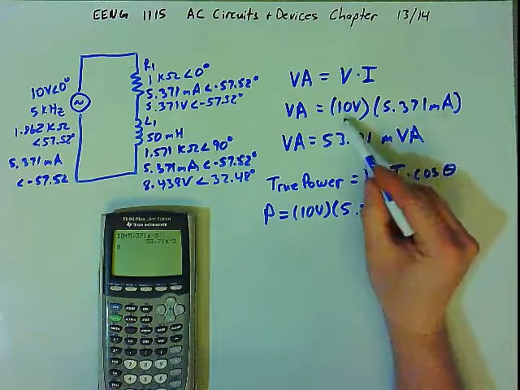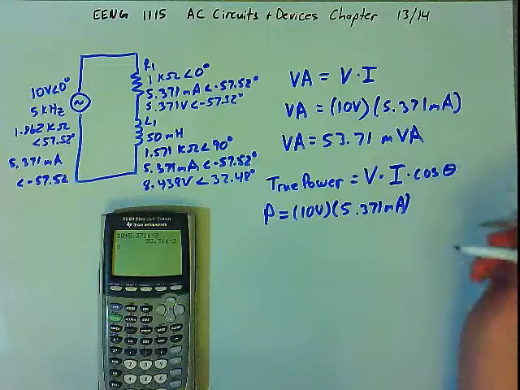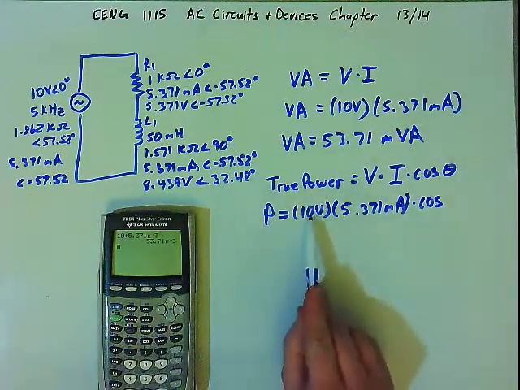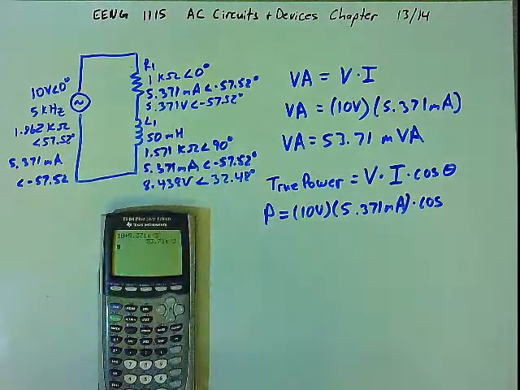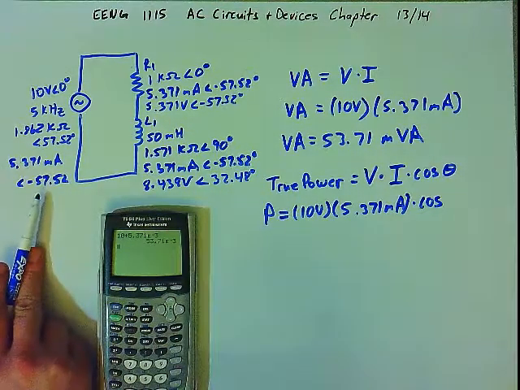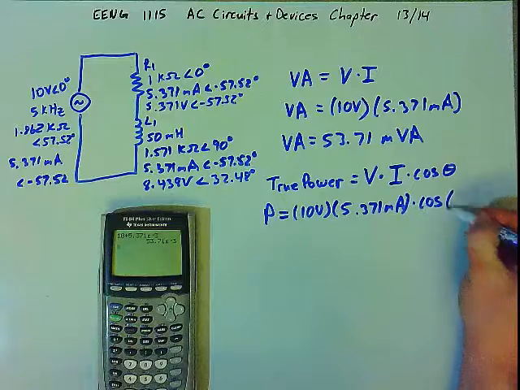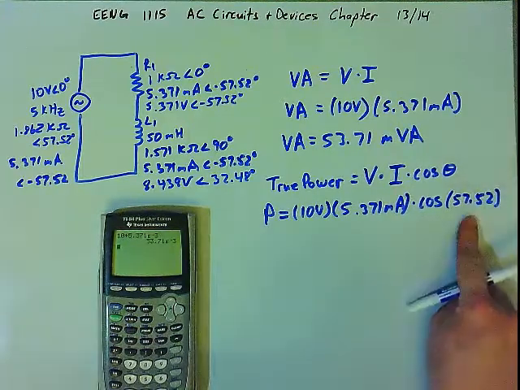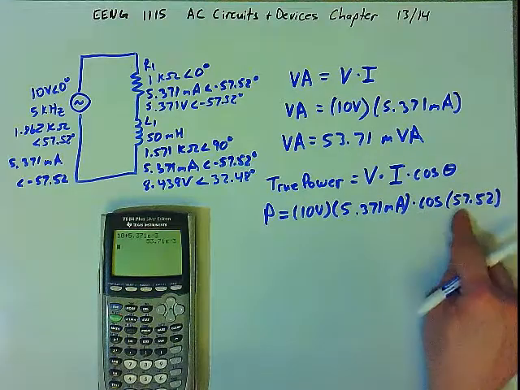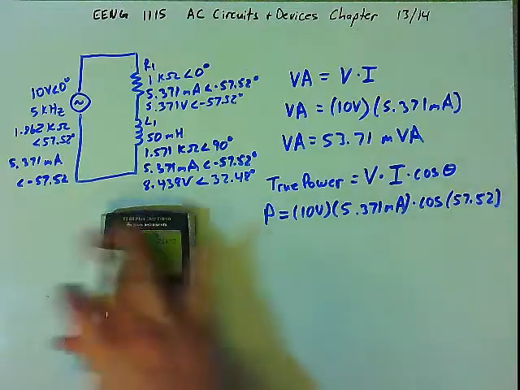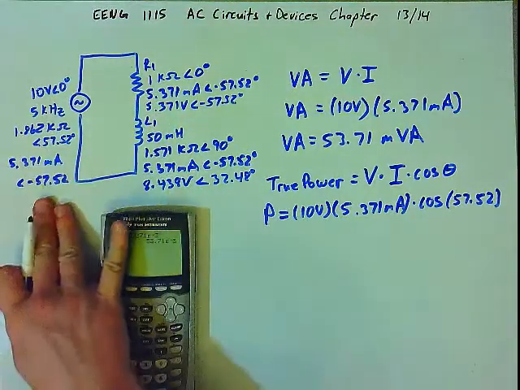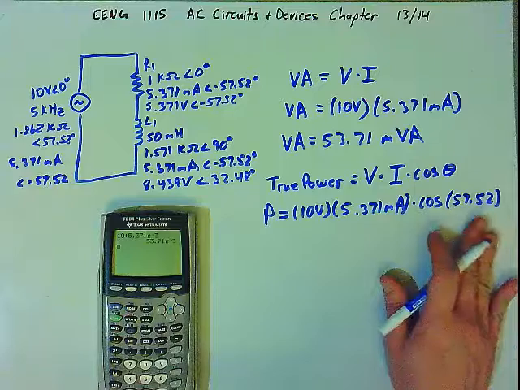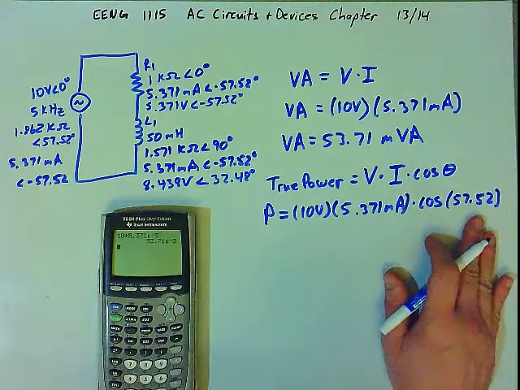So far no different than what we've done before. But we're also going to multiply by the cosine of the angle between the two vectors. The voltage is at 0 degrees, the current is at negative 57.52. The angle between them is 57.52. Notice I'm using the absolute value of the angle here. I'm looking for the difference between the two angles. So 0 minus a negative 57.52 is positive 57.52. We're interested in the absolute value of the angle here.